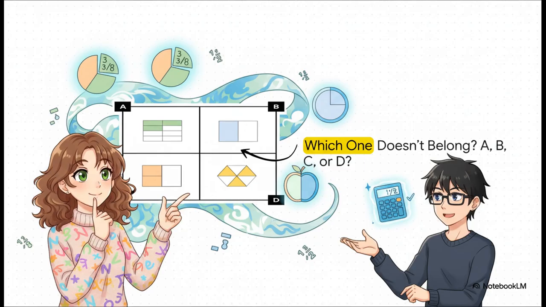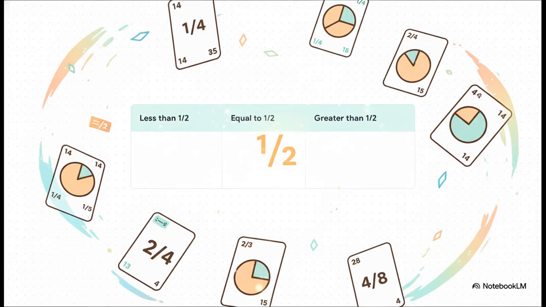Box B is clearly 1/2. Box C, 2 parts out of 4, yep, that's 1/2. Box D, 3 out of 6, you guessed it, also 1/2. But look at A, it's 3/8. Well, half of 8 is 4, so 3/8 has got to be less than 1/2. Bam! A is our odd one out. See? No crazy math, just simple reasoning. Nice job on that warm-up.